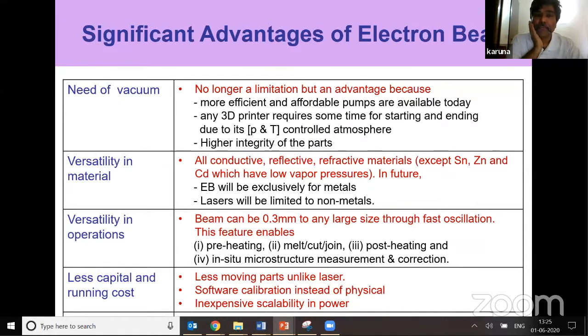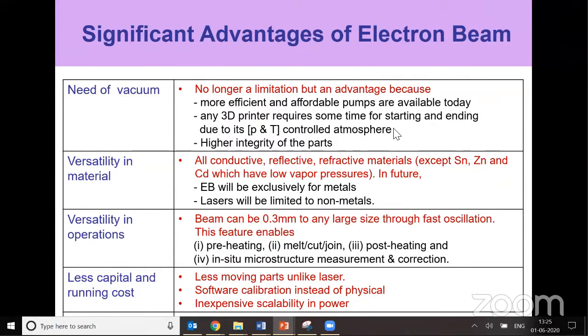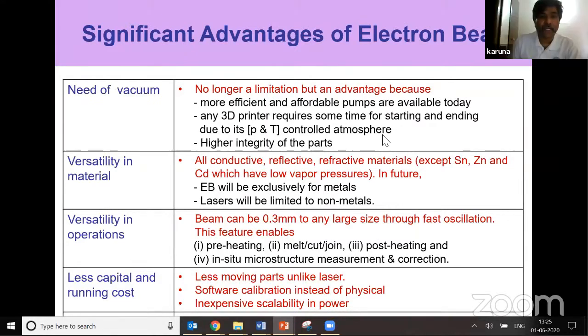While in electron beam, you control pressure. In the case of other processes, you control temperature. Till the whole temperature stabilizes at some level, you don't start the machine. So no longer this kind of delay is a limitation of electron beam additive manufacturing. It is true with everything else. Therefore, vacuum is no longer a limitation, but it is an advantage because the component you get has a very high level of integrity. The second point I'm putting in this slide is versatility.